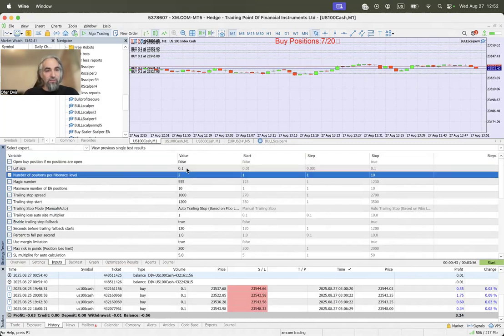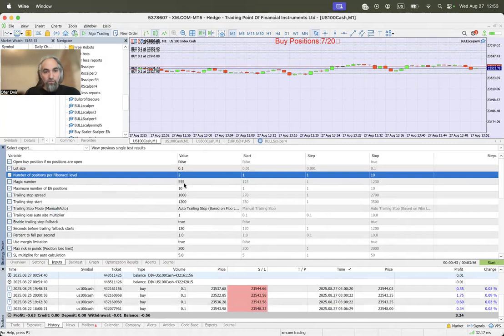The lot size, the number of positions per Fibonacci level. It means when the chart is moving, let's say it's gonna look back at the 24 hours, and then the chart moves. So you can have the same Fibonacci level appear twice now. It was before on the top, and now it's a bit lower. This means that the EA will open again a position on the same Fibonacci level.